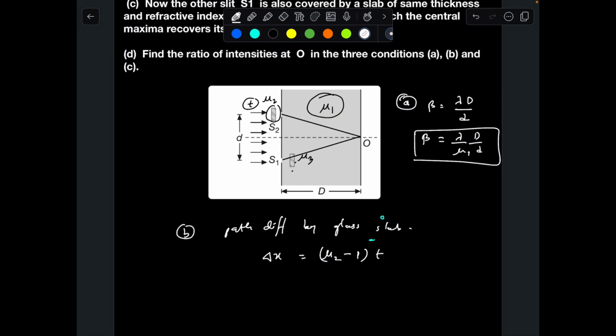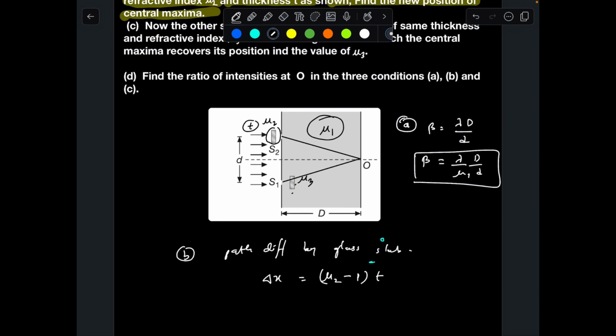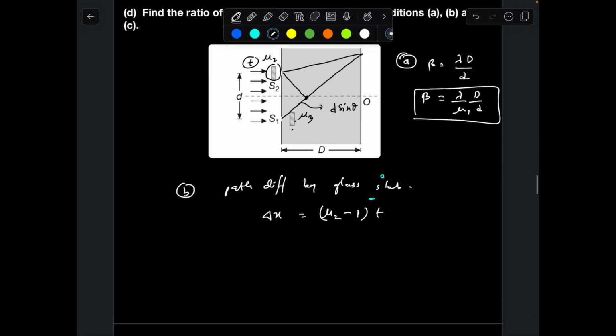So what will happen? The new interference pattern will definitely shift up, so it will not be at the center now. When it is shifting up, what is the extra path traveled from S1? The extra path is d sine theta. So here I can write delta x equal to (mu2 minus 1) t minus d sine theta.